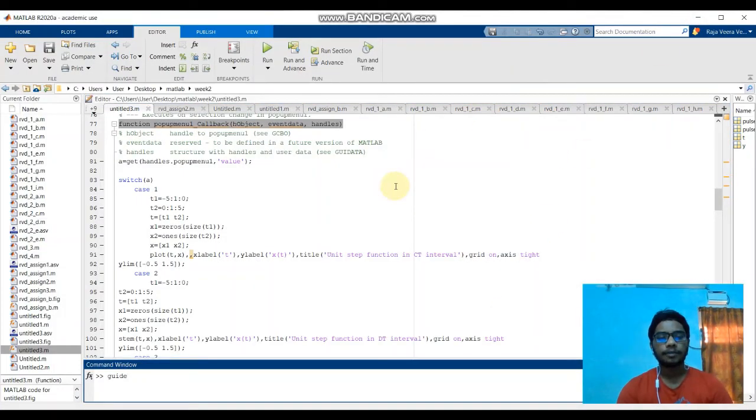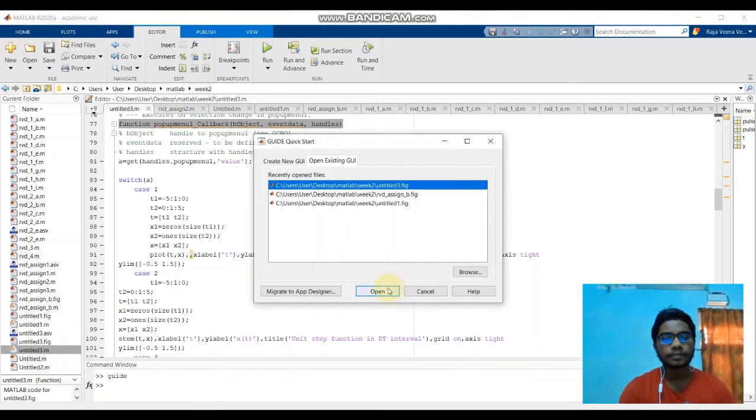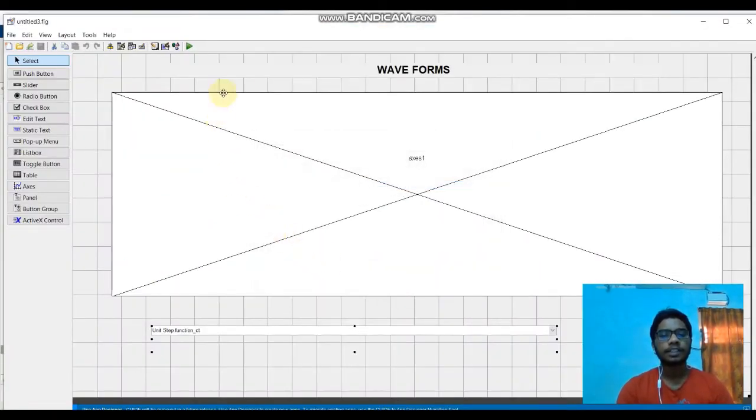Now we will be discussing MATLAB GUI. GUI stands for Graphical User Interface. I have done the GUI in GUIDE. You can also do it in App Maker. And now opening this, this is the basic layout of the file I have made. I have done a simple GUI. You can also do it by adding the tools provided here.